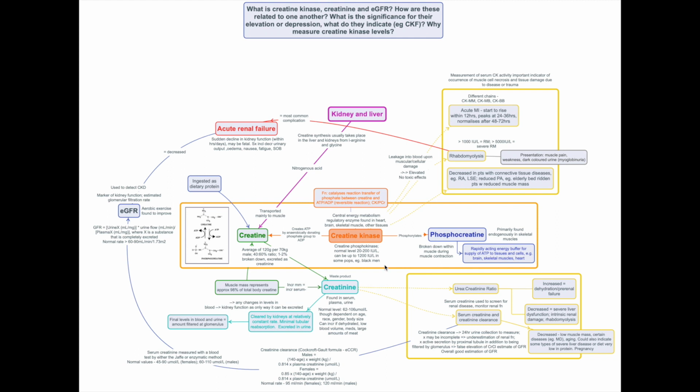Coming back to our shuttle again, the next key player is the creatine kinase. Now, the creatine kinase is a central energy metabolism regulatory enzyme, and we find it in the heart, the brain, skeletal muscle, and other tissues. And the levels that are normal vary greatly. Usually it's between 20 and 200 international units per liter, but it can be as high as 1,200 international units per liter in certain populations.